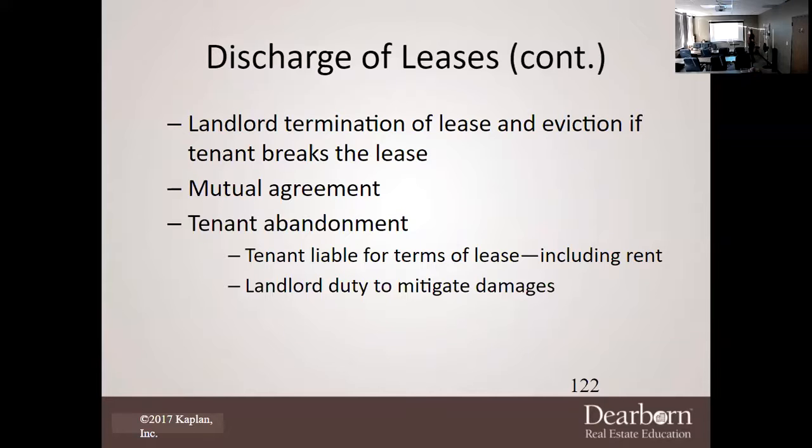Landlord termination of lease and eviction: if the tenant breaks the lease, there could be a discharge from the lease. If the tenant doesn't do their part, they get evicted, and that would discharge the lease. If there is a mutual agreement, both landlord and tenant say, yeah, I want to break this lease, okay, we're in agreement, that's fine. If there's tenant abandonment, the tenant just up and leaves, the tenant is liable for the terms of the lease, including their rent, but the landlord then has the duty to try to mitigate their damages.